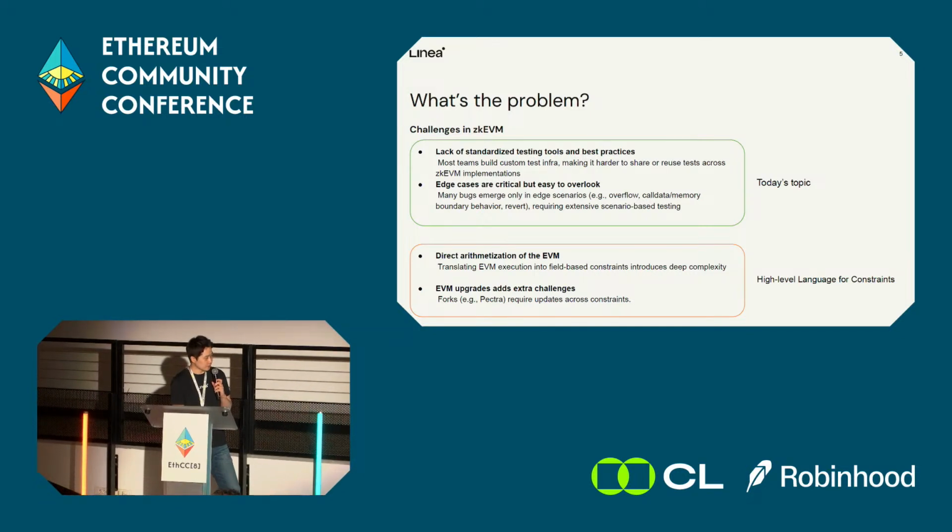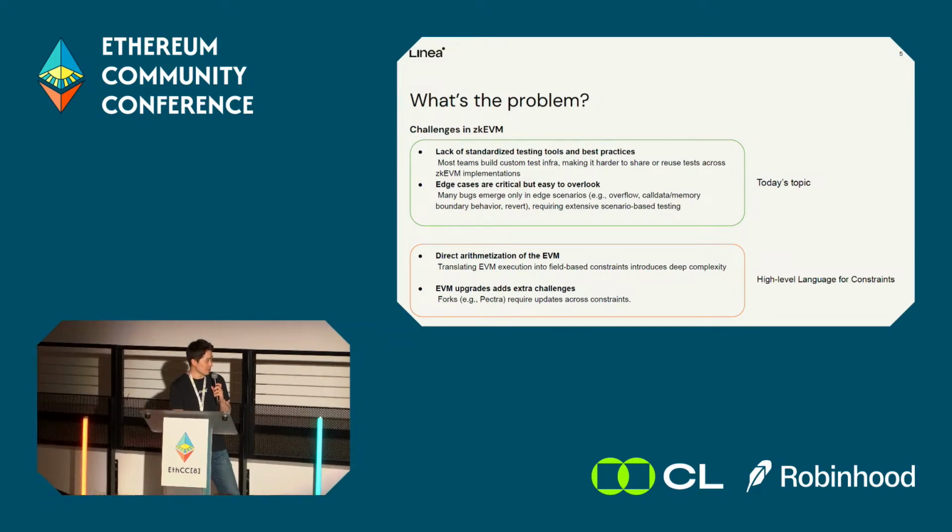But the other challenges, like direct arithmetization of the EVM, are very hard, because you need many PhDs working solely on it. And also, whenever there are EVM upgrades, you need to modify or update your constraints again. We are dealing with these challenges by introducing a high-level language for constraints, but this will be covered in another talk. Today I will focus on how to test zkEVM.